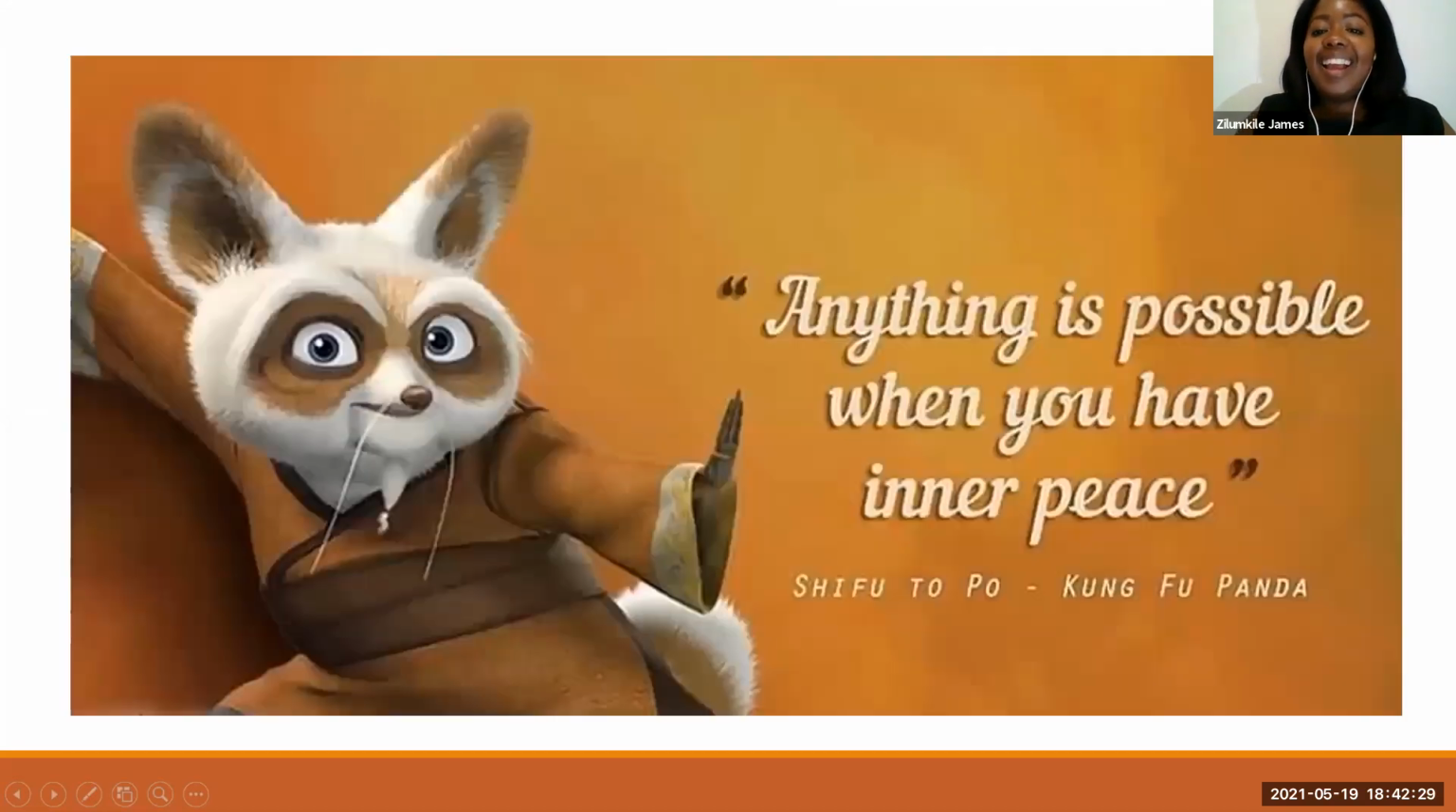And then this is the quote that I thought of: everything has to be about Kung Fu Panda. Anything is possible when you have inner peace. Inner peace. Inner peace of what?